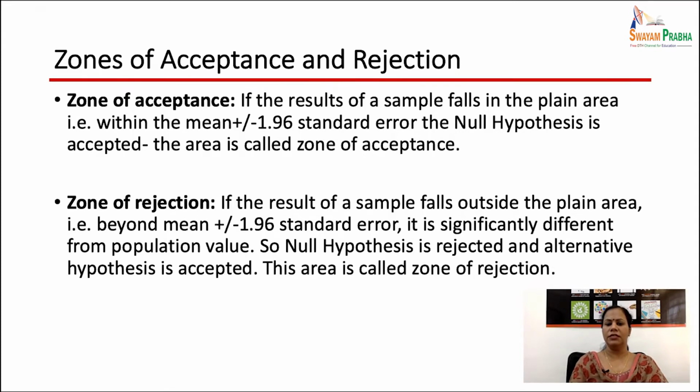So it means those are the extreme values, which is not possible by chance. These are the really extreme values. In that case, that particular zone is known as the rejection zone, and here the null hypothesis is rejected and the alternative hypothesis is accepted. It means that those particular values are significantly different from the population mean. So this area is called the zone of rejection. Zone of rejection means here we reject the null hypothesis and we accept the alternative hypothesis.